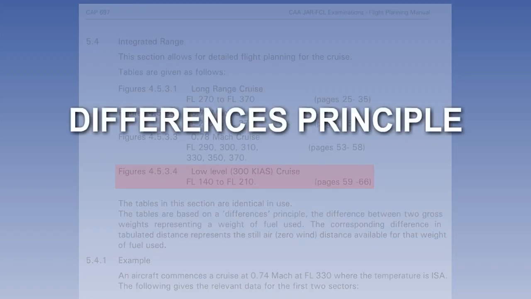Aircraft weight will reduce in flight as the fuel is used. Therefore, if the fuel in kilograms per nautical air mile is known, then the reduction in weight can be directly related to the distance flown. This is known as the differences principle, which is used in all of the following tables.